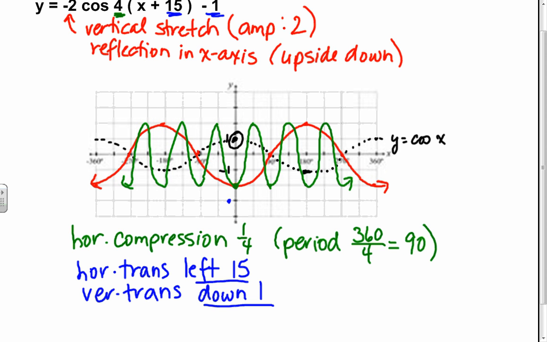So I'm just taking some key points. Down 1, left a third of a square. So that basically is my function. High, back to a low again. A high, back to a low again, using all of the transformations that I have.